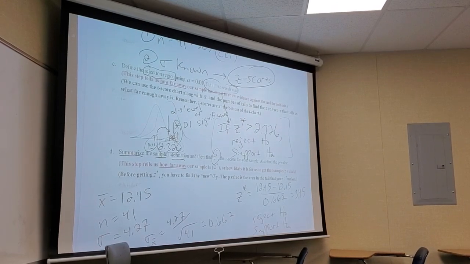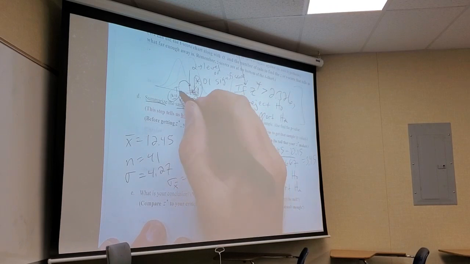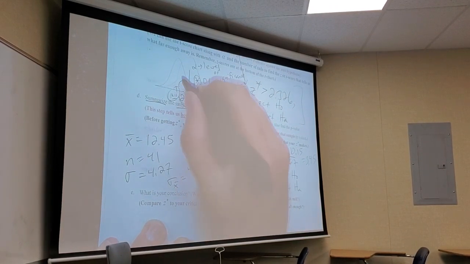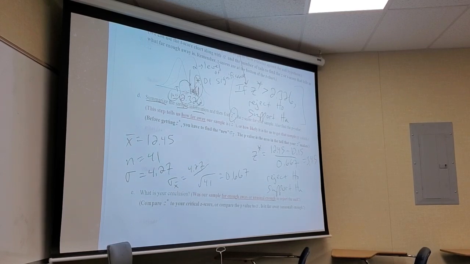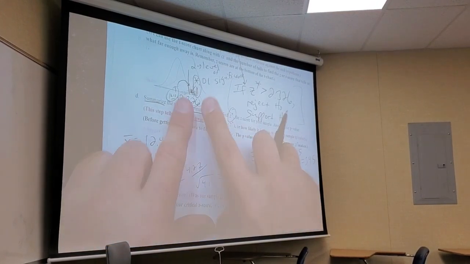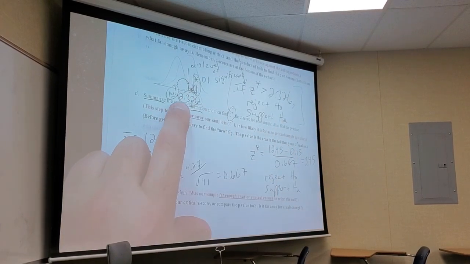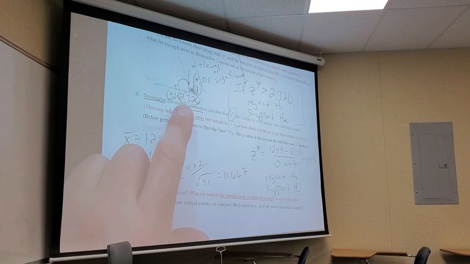So again, if there's a claim that the mean is something, well, if I get far enough away from it with a sample, that should be evidence that the mean actually is not that thing. This step just clarifies what far enough away means. In different situations, it could be different.